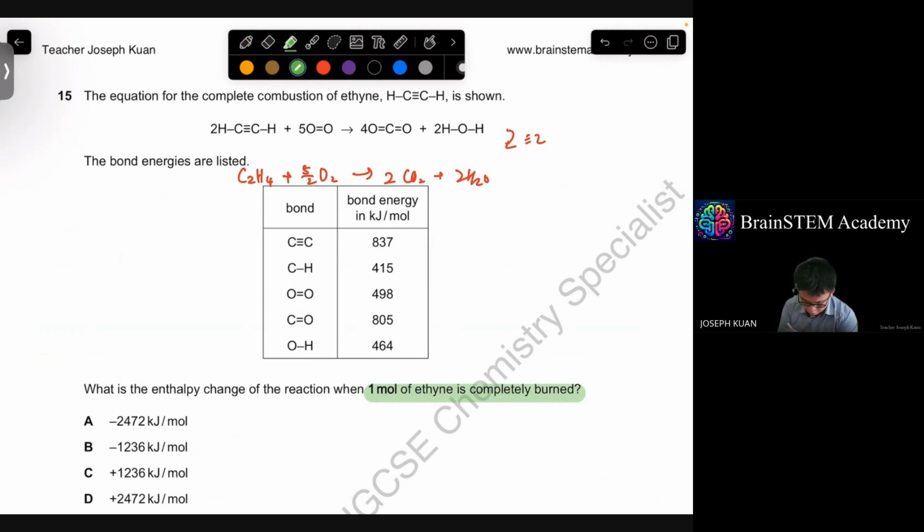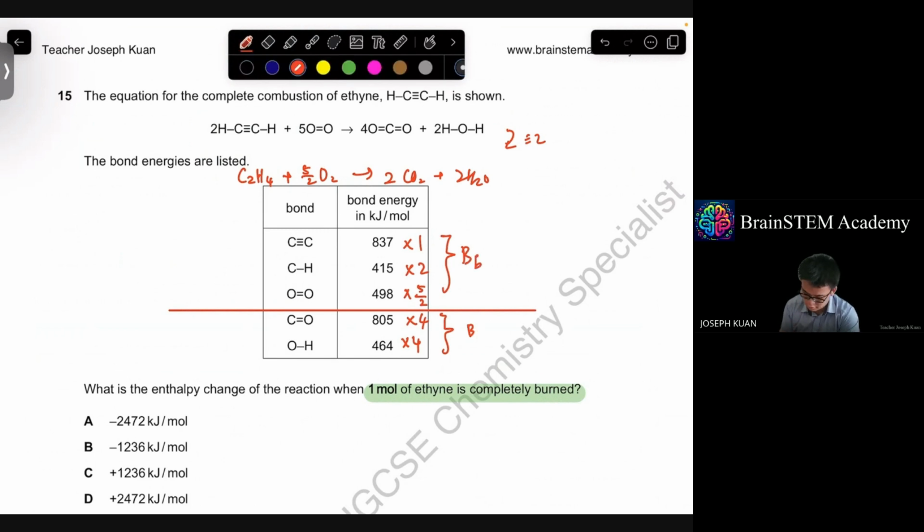Okay, so we have one CC triple bond. We have two CH bonds. We have 5 over 2 double bond O bonds. And then we have 4 CO bonds. And then we have 4 OH bonds. So these are bond formation. These are bond breaking.